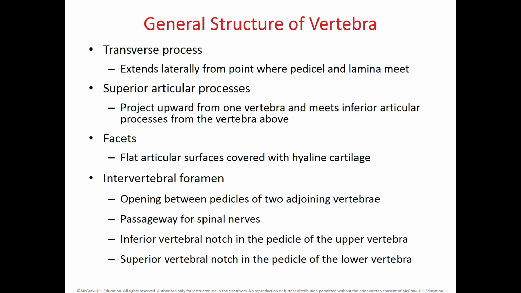The intervertebral foramen are lateral foramens that you can see in the lateral view, which provide the passageway for the spinal nerves as they exit the spinal cord. And the inferior vertebral notch in the pedicle of the upper vertebrae and the superior vertebral notch in the pedicle of the lower vertebrae form the intervertebral foramen.